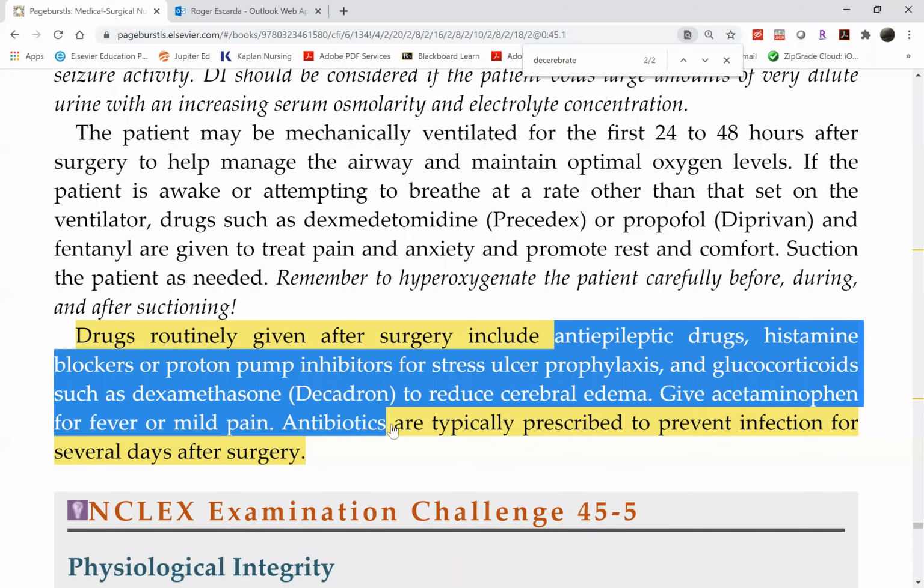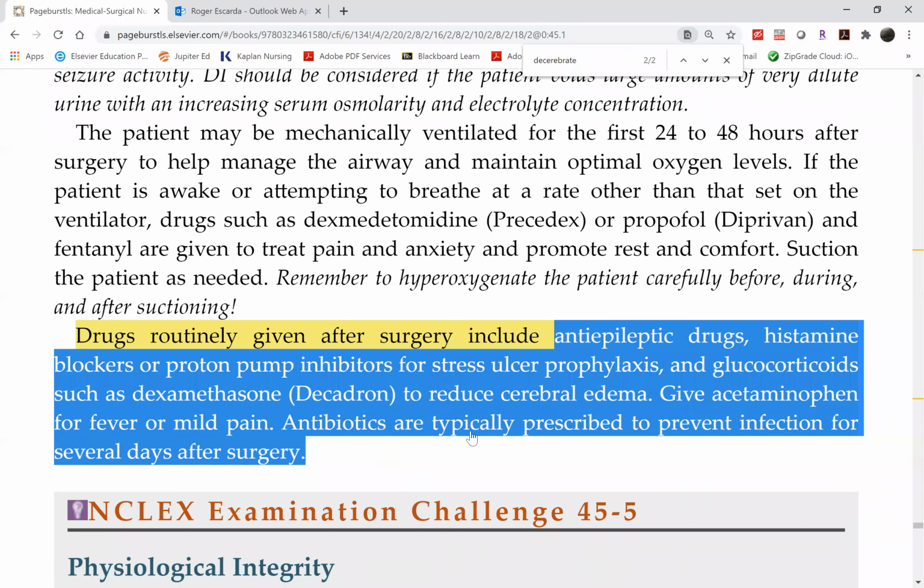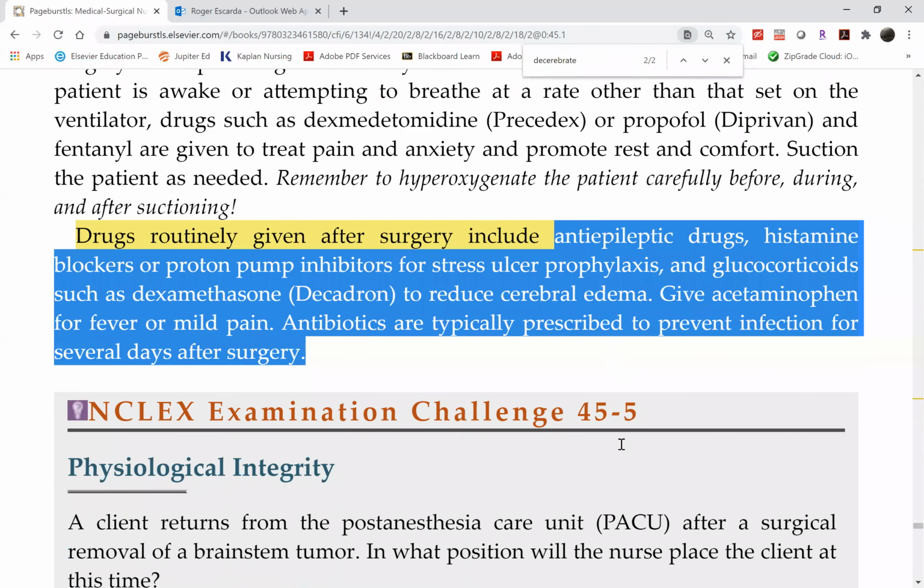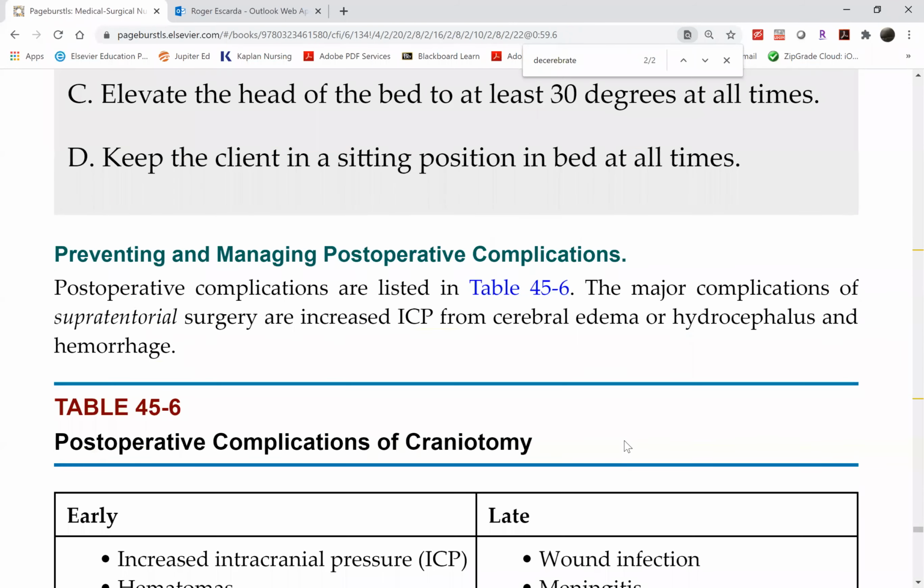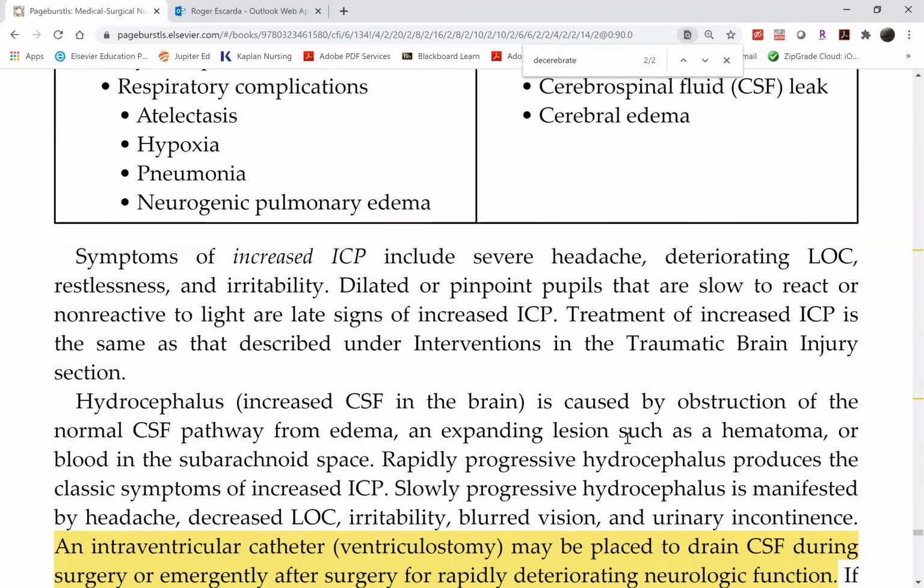And antibiotics are given before and then after surgery. This is, of course, prophylactic antibiotics. This is not because they have an infection, okay? And that is definitely it. Any questions?